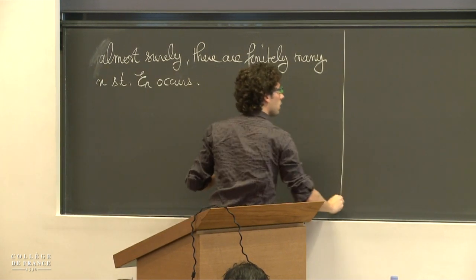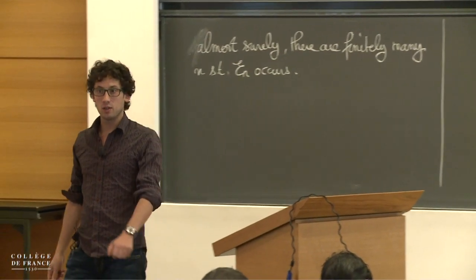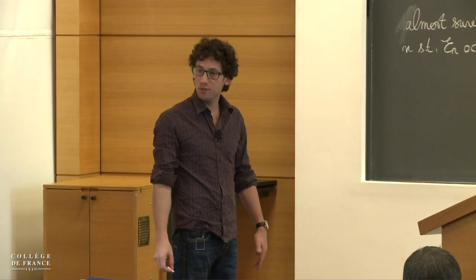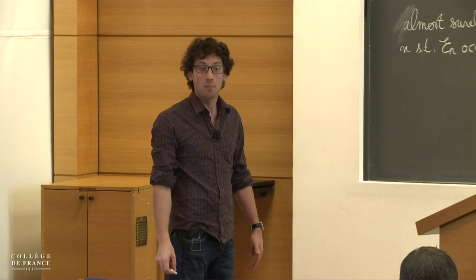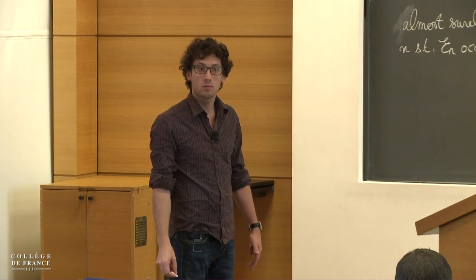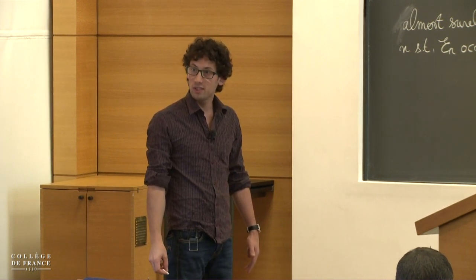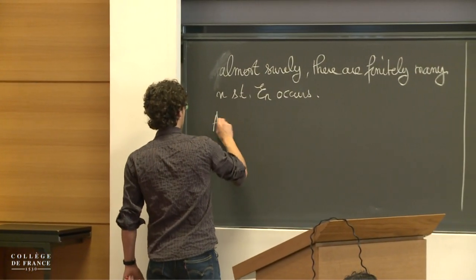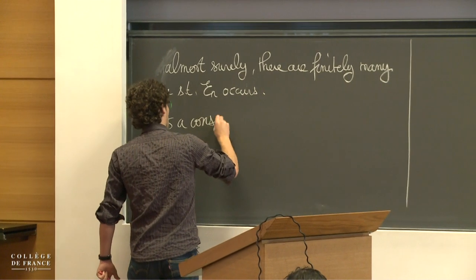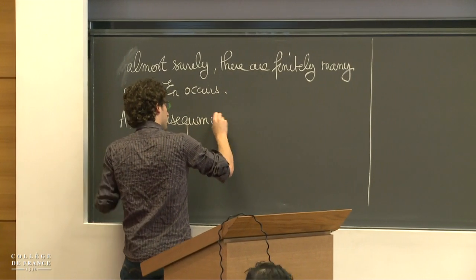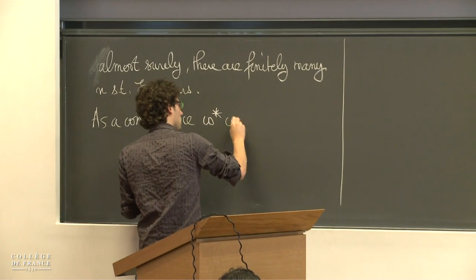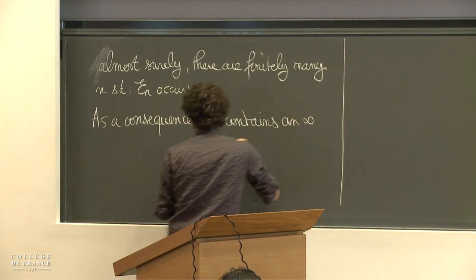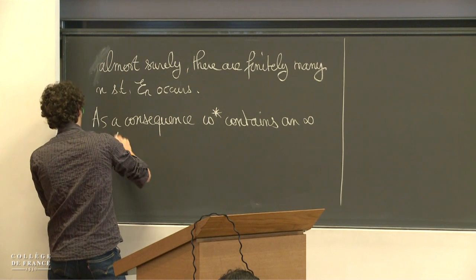But you can see that if there are finitely many n such that E_n occurs, then what is happening? Well, in the dual configuration, there must be an infinite cluster. You can try to see why, but this implies, as a consequence, that omega star contains an infinite cluster, almost surely.